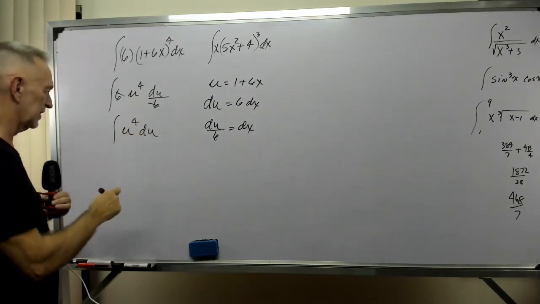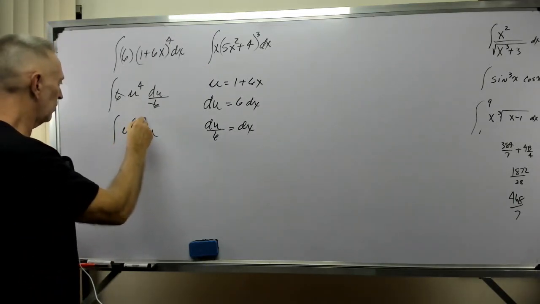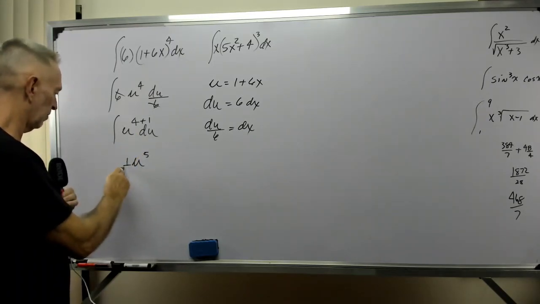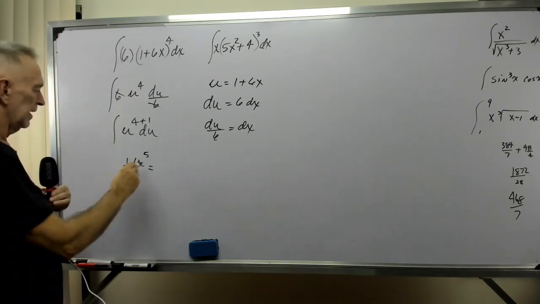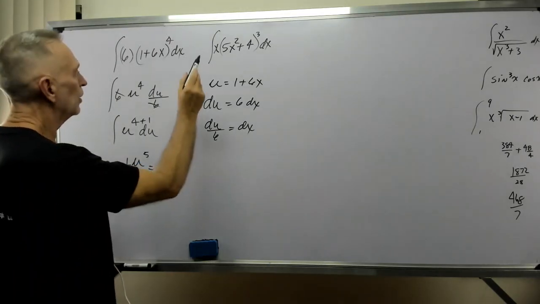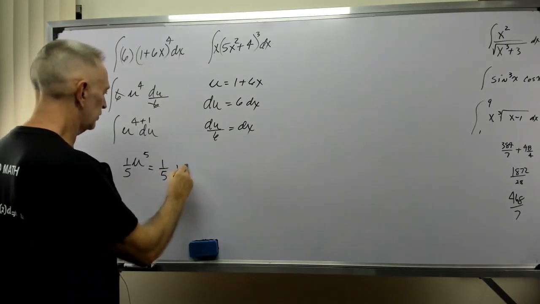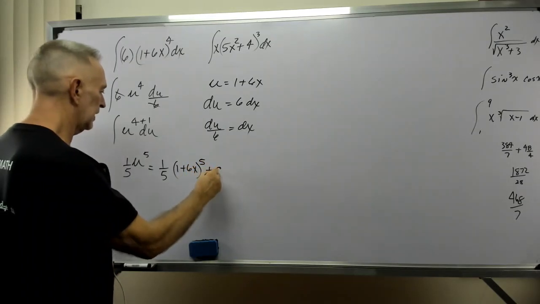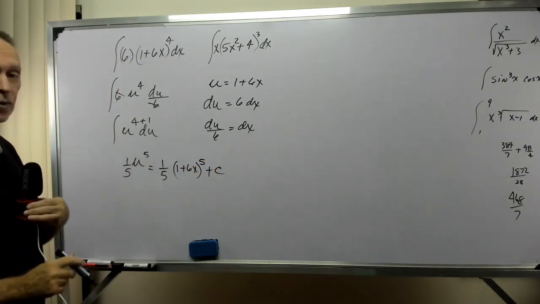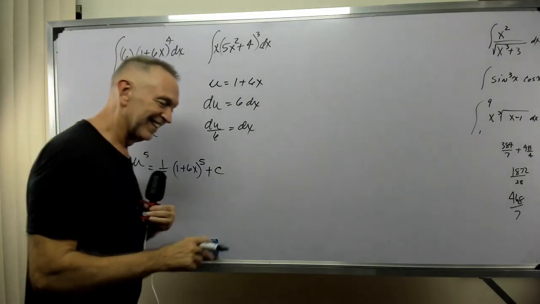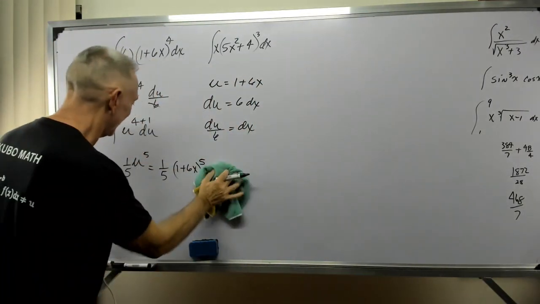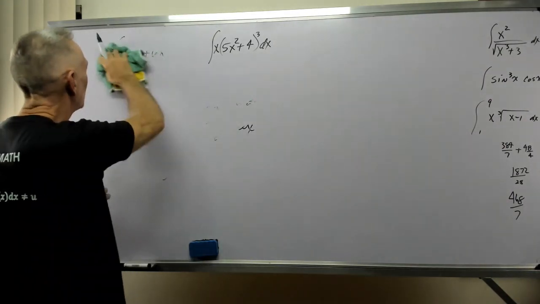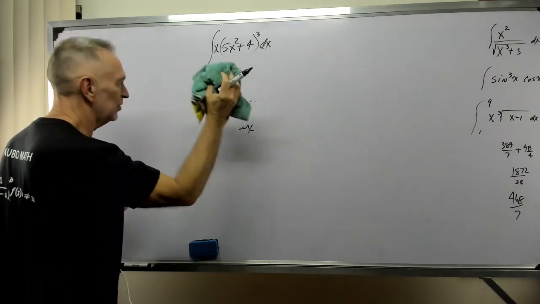U-sub is awesome, okay? So now what do we do? We have to raise that to the 5th power. 4 plus 1 is 5. We divide by 5 or multiply by 1/5. Now then, that's 1/5 u, which is (1 plus 6x) raised to the 5th power plus c. Isn't that cool? I get excited, I guess, about things. I just think it's awesome. Okay, that's one down. It's my new big eraser.